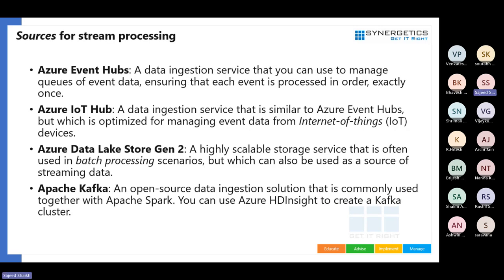What are the sources for streaming data? Sources means the data of the sources. The data can come from event hubs. The data can come from IoT hubs, data lake, and Apache Kafka. From these different sources, you can stream the data.